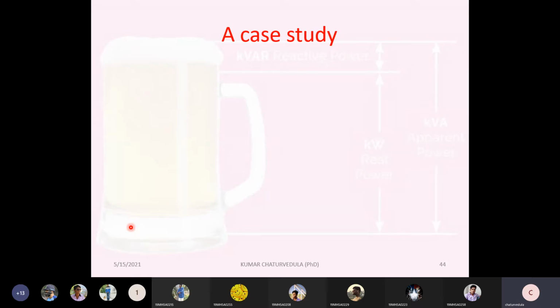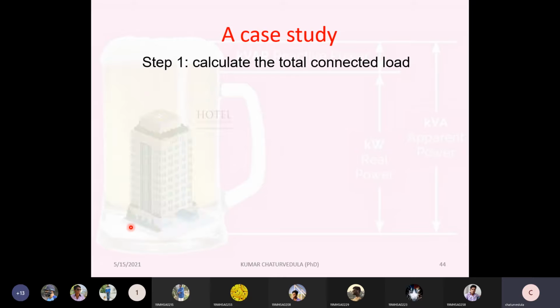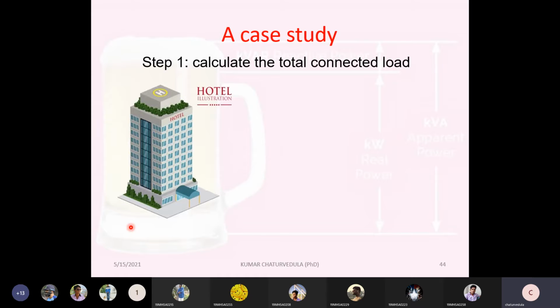We are taking a case study to calculate the kVAR for a commercial load. So step 1 is to calculate the total connected load. That is step 1. I am going to calculate the total connected load. So here I have taken an example of a hotel.